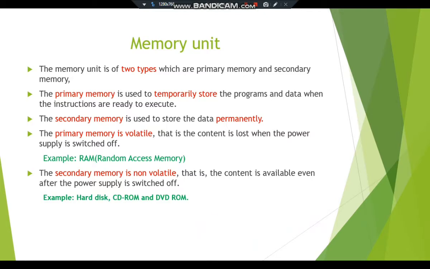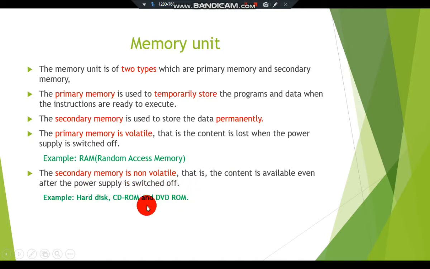The example of primary memory we already saw. What is the example of primary memory? RAM. What is the expansion of RAM? Random Access Memory. The secondary memory is also known as non-volatile memory. What is the meaning of non-volatile? Permanent, that is, the content is available even after the power supply is switched off.